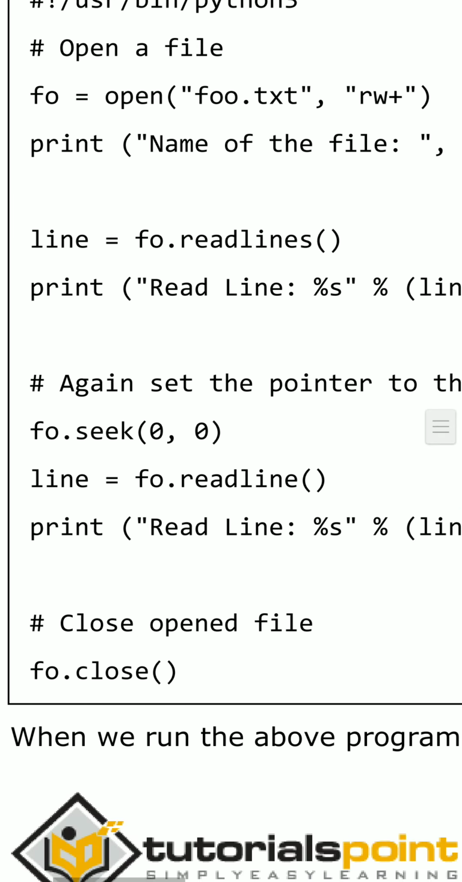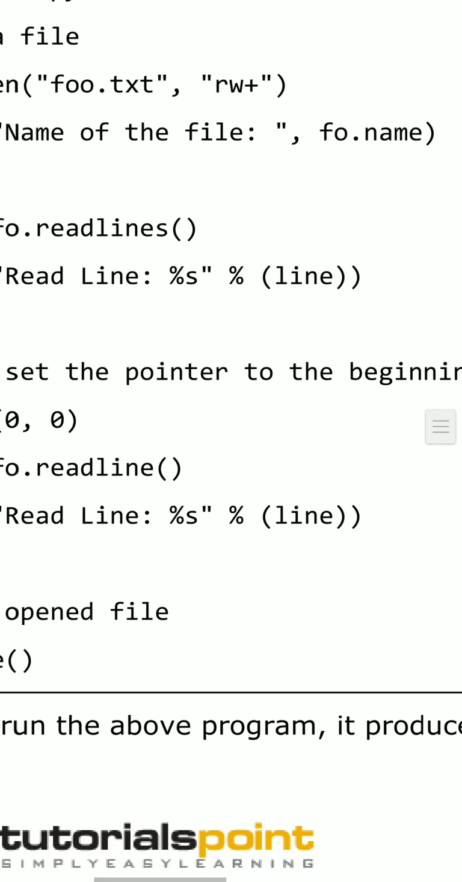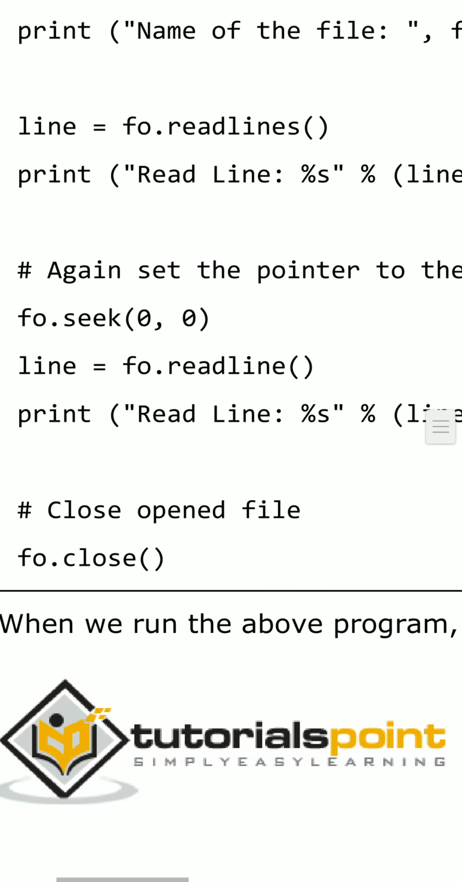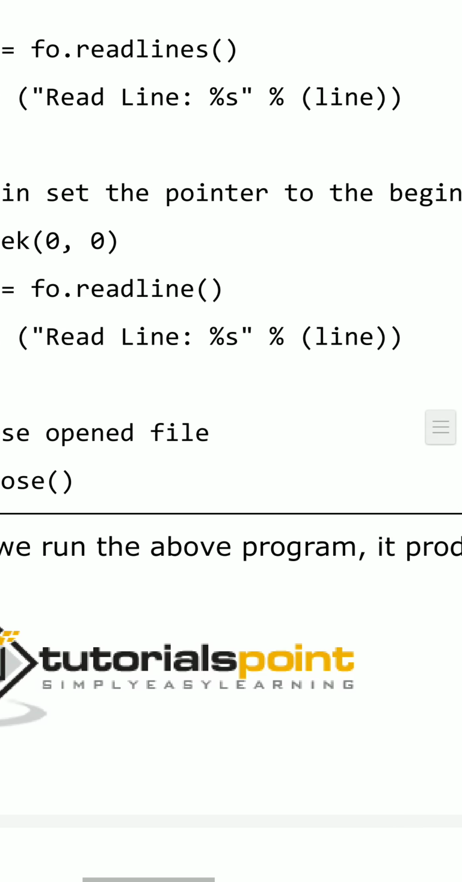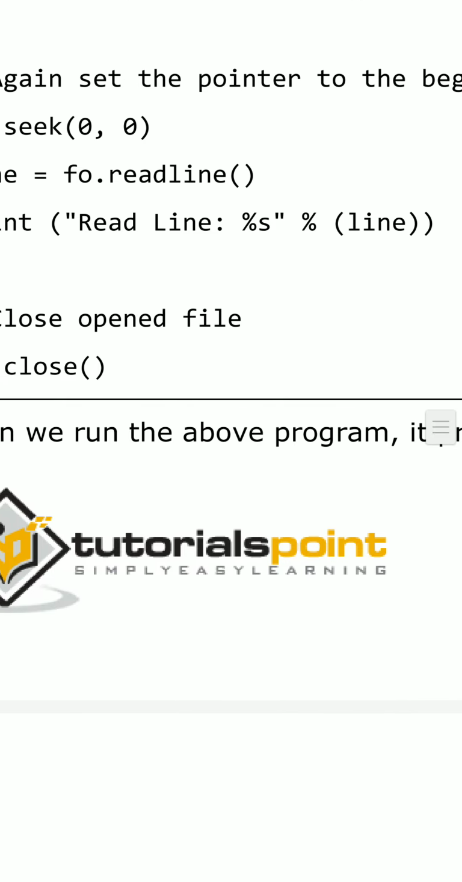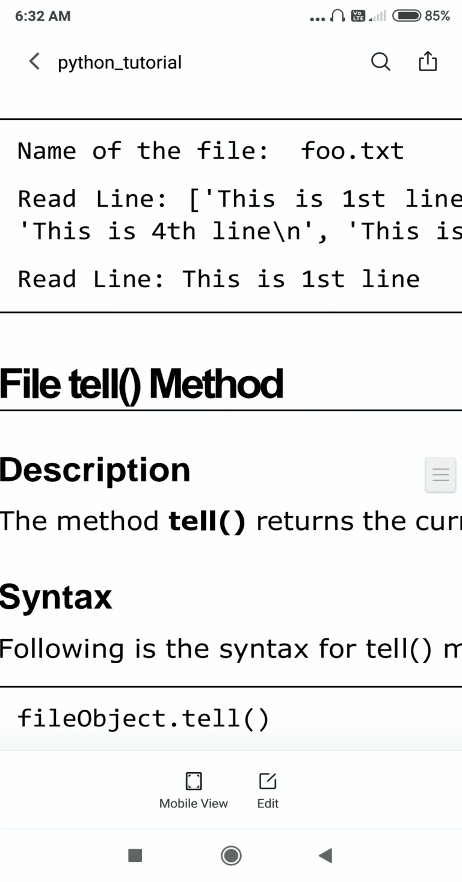So I have opened a file, then printing the file name, then calling the readlines method, and then printing the readlines, and next seek of 0 comma 0, then readline reads the number of lines, and then closing the same file, we get the following output.